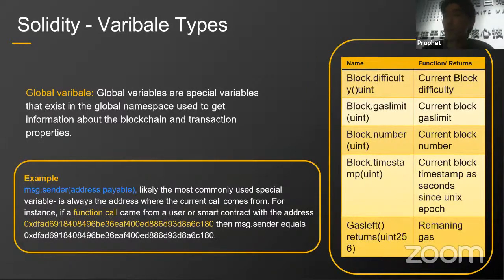Besides the local variable and state variable, there is another kind of variable, which is the global variable. The global variable contains some blockchain information. So you can collect the blockchain information by using the global variables. Like I show in this picture, you can use block.difficulty to collect the difficulty of the current block. Or you can use block.gaslimit to get the current block gas limit. So this kind of variable is widely used when you want to collect some information of the blockchain.